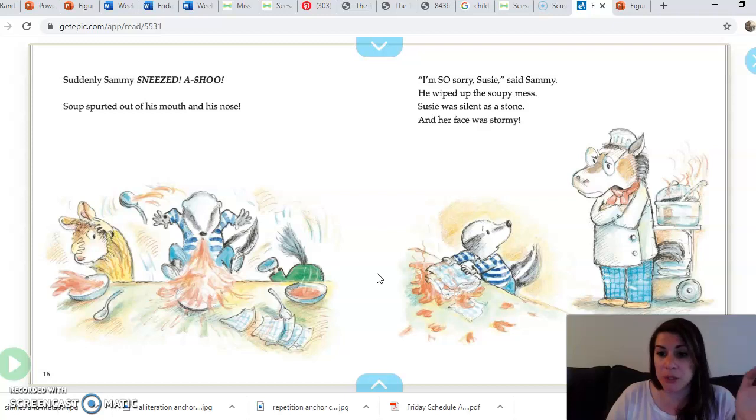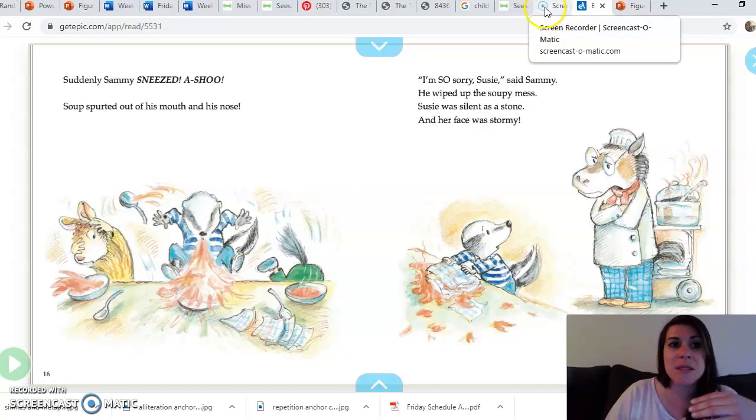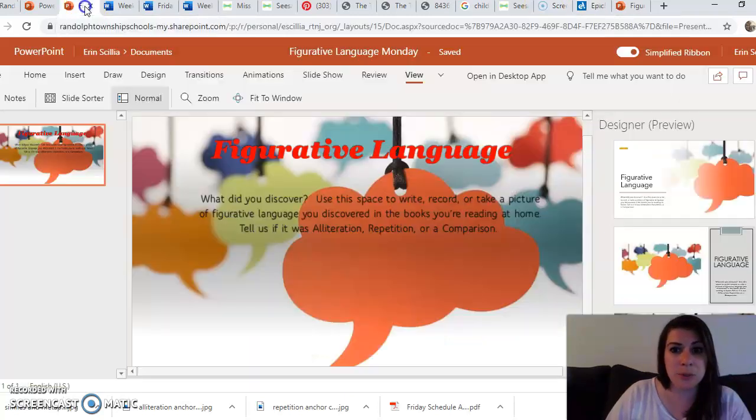Either way, what I want you to do today, I want you to go to your book bags. I want you to go on Epic. I want you to go on RazKids. Whatever it is you are reading today for your 20 minutes, I want you to be on the lookout for figurative language.